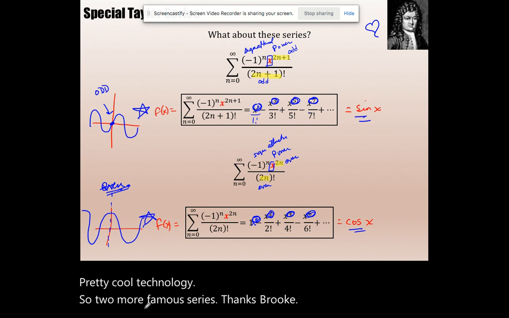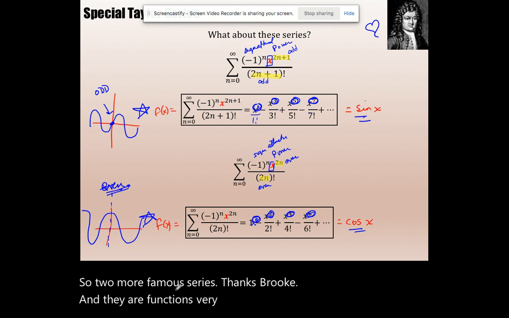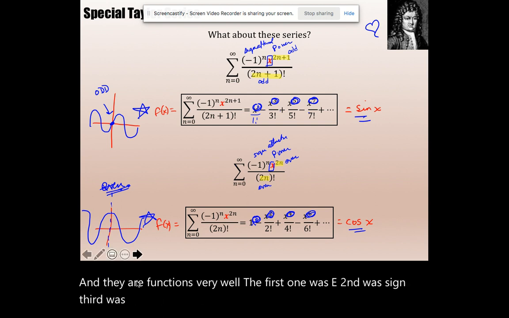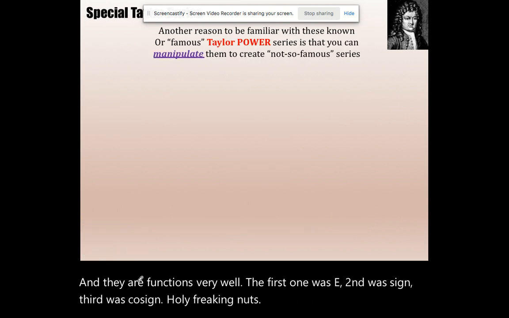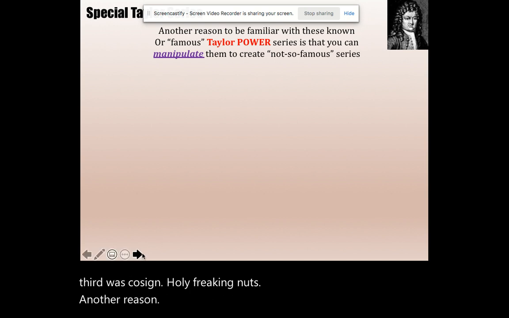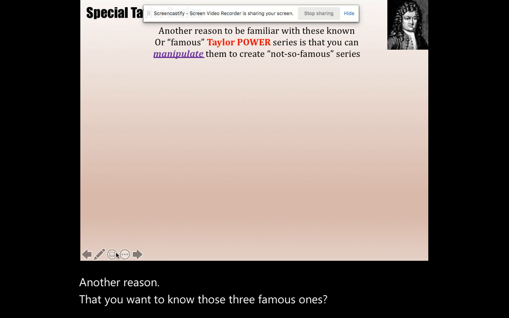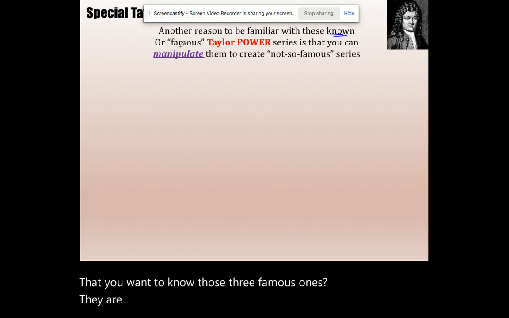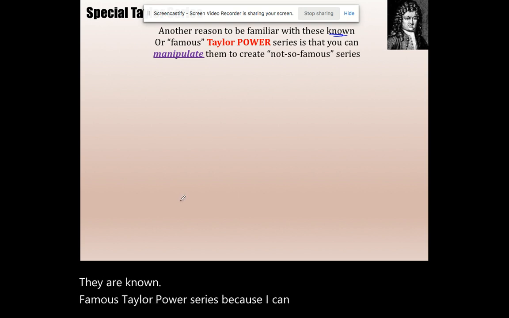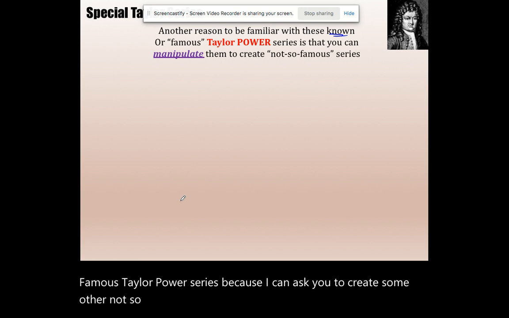And they are functions you know very well. The first one was e, second was sine, third was cosine. Now, another reason that you want to know those three famous ones. They're known as famous Taylor power series because I can ask you to create some other not so famous series without Brooke's formula for building it from scratch. So I don't need you.